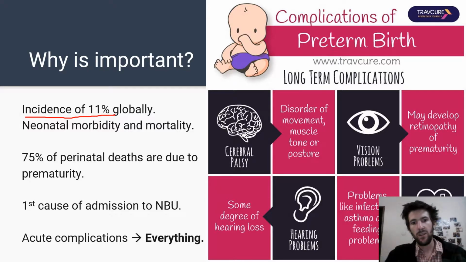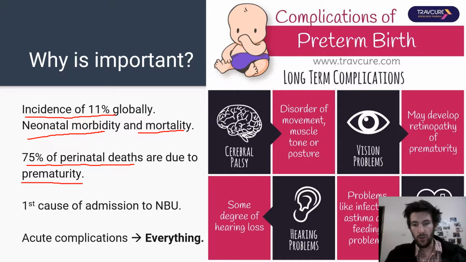The incidence is 11% globally, with a lot of neonatal morbidity and mortality. Here in Kenya it is the principal cause of neonatal morbidity and mortality. 75% of perinatal deaths are due to prematurity. So we can say this is the most important and most common pathology for babies in Kenya. As for the mothers, we know it is PPH, postpartum hemorrhage, the most common cause of maternal mortality. For neonatal mortality, the most common cause is preterm delivery.